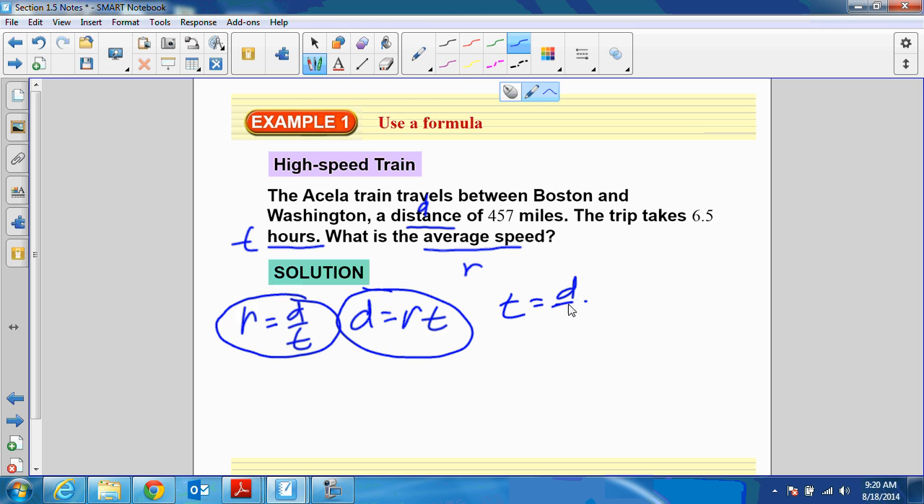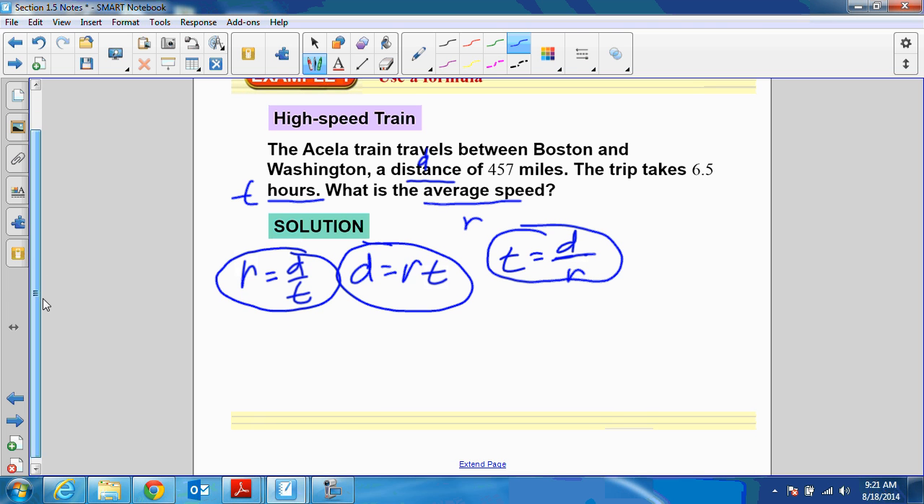Okay, so distance divided by rate equals time. So if you drive 500 miles and you're driving 50 miles per hour, then it's going to take you 10 hours. Those are the three formulas you need to use. You need to have those memorized, or at least be able to start with one and manipulate it to get the others to do these problems.